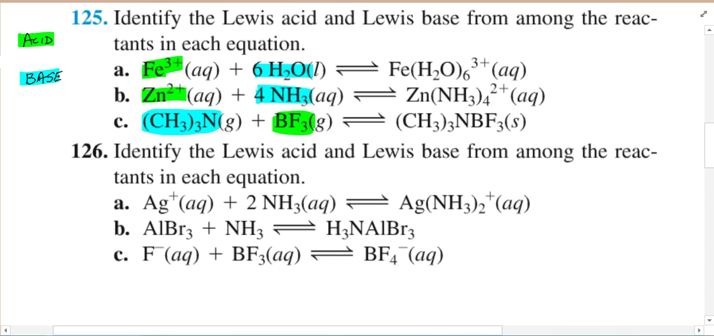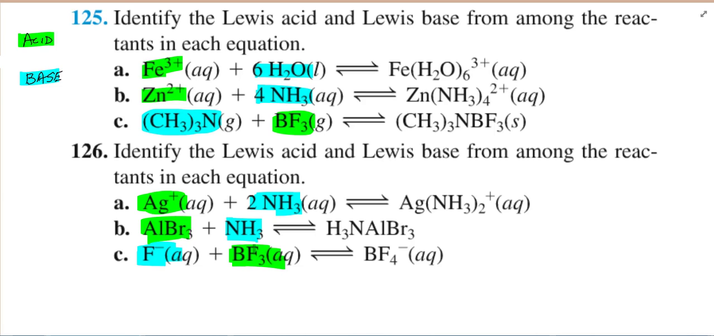Same thing with 126. Silver is going to be an acid. Ammonia is going to be a base. Aluminum bromide and ammonia. Ammonia is still a base. Fluoride F minus is a base. That means the rest of them, the other ones are acids. So hopefully that makes sense how you go through without drawing them out. Just knowing if I'm negative, I'm probably going to be electron pair donor. I'm going to be a base. If I'm positive, I'm electron pair acceptor. Going to be an acid.